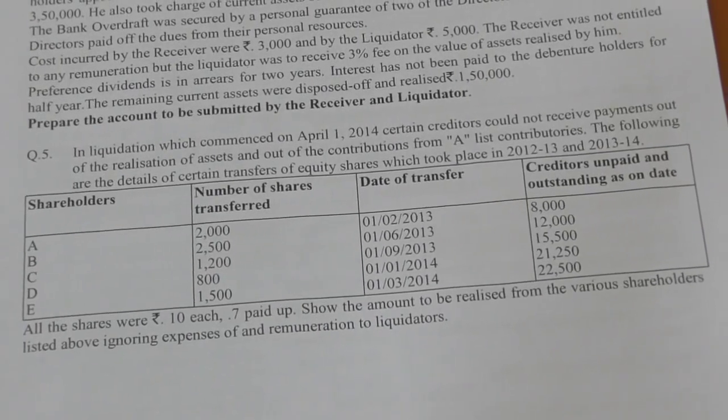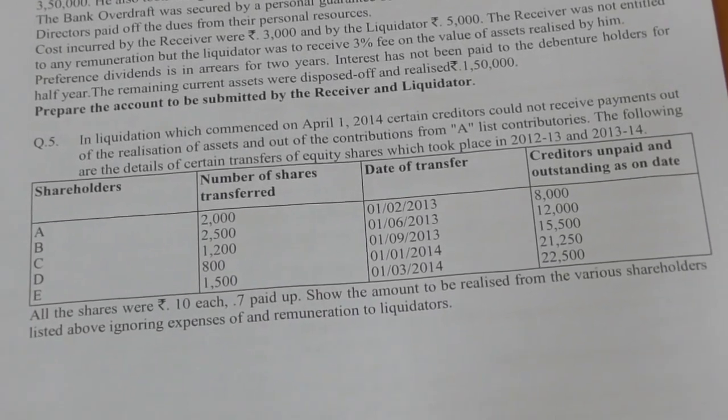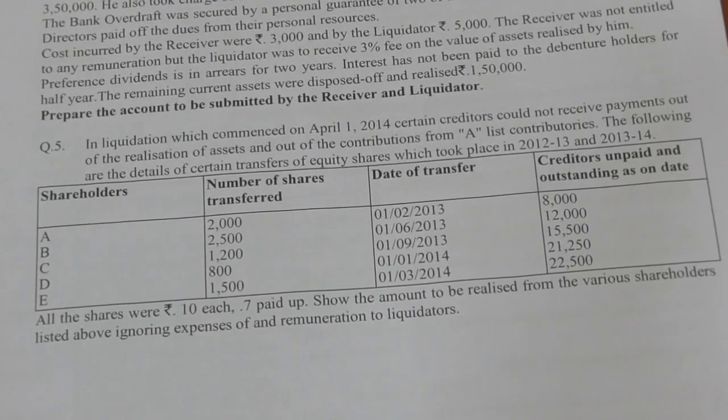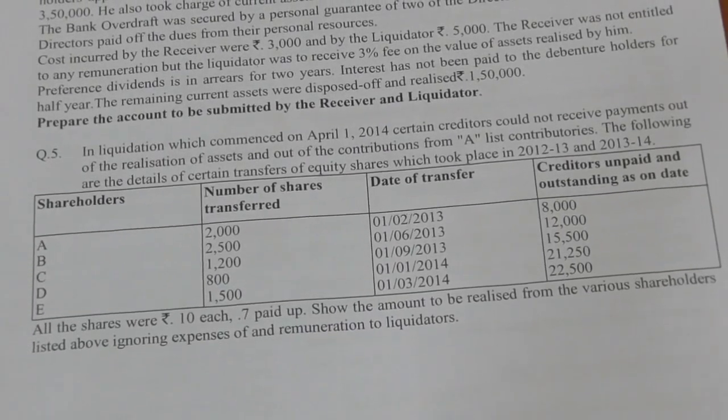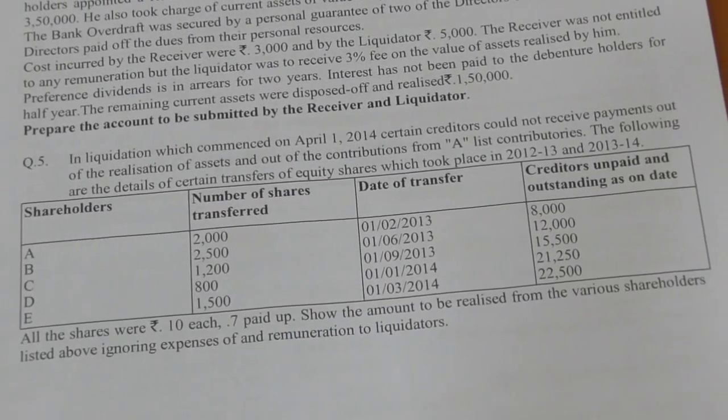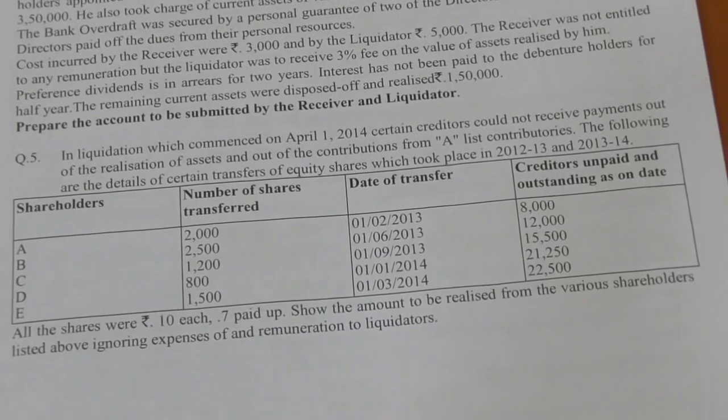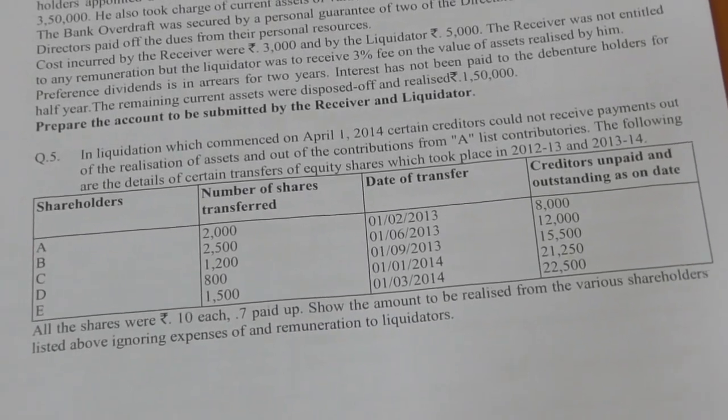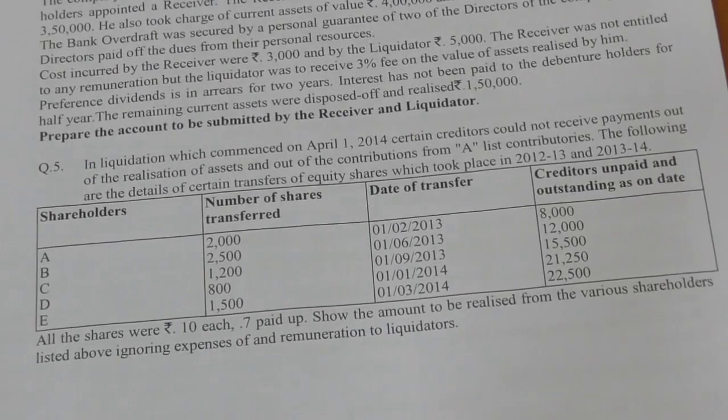The last line says all the shares were of rupees 10 each, 7 is paid up on that. That means shares have a partly paid up value of 3 rupees. Show the amount to be realized from the various shareholders listed above, ignoring the expense and the remuneration to the liquidator. So we are supposed to prepare a table of B list contributors.